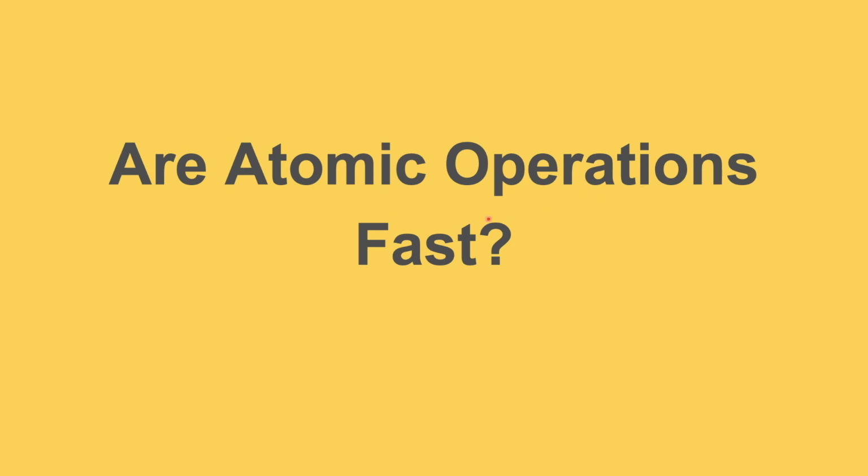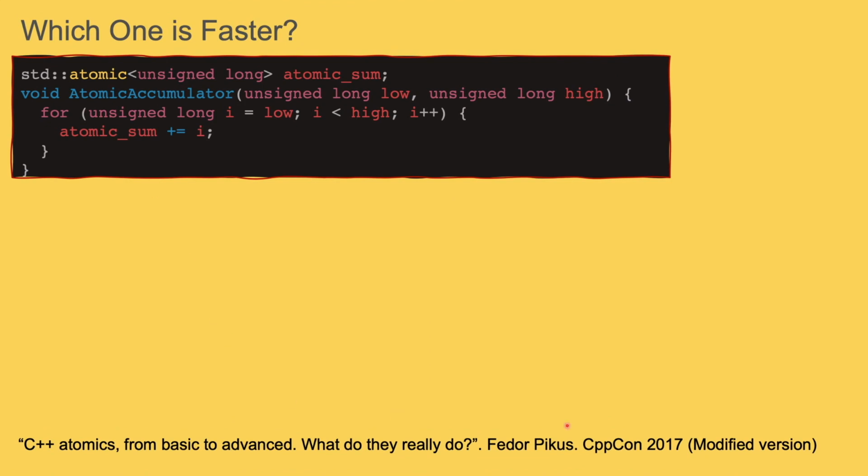In order to understand this, let's look at this great example from CppCon 2017, in which you can assume there are multiple threads. Each thread will run this code, which basically counts from low to high, and each time increments a global variable, which is atomic. So there's no race because it's atomic, and each thread is counting from low to high, and adding that count to the atomic sum global variable.